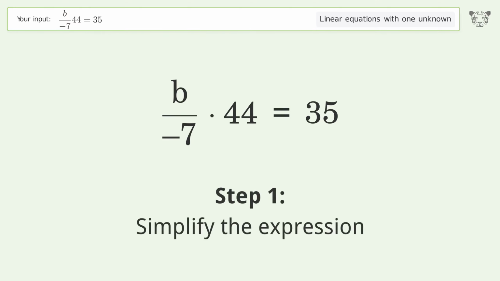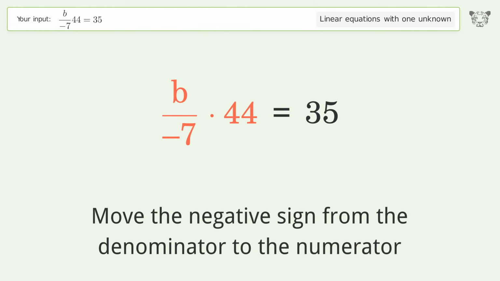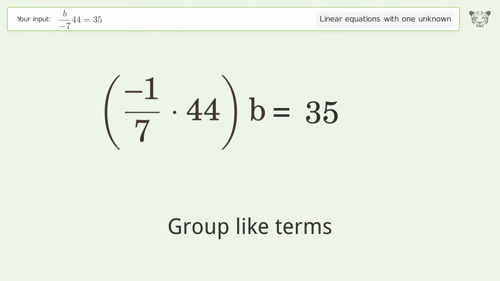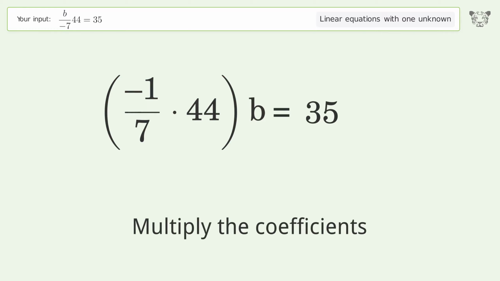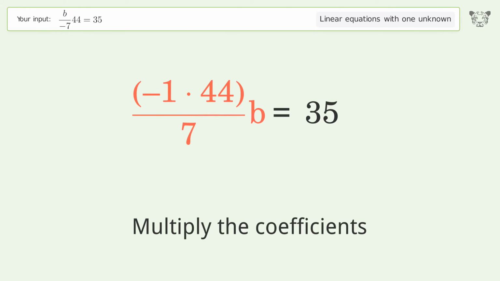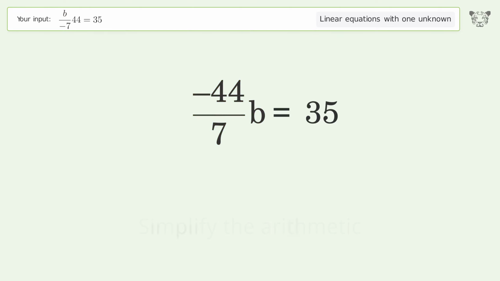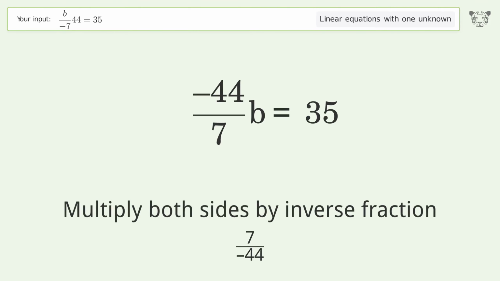Simplify the expression. Move the negative sign from the denominator to the numerator. Group like terms. Multiply the coefficients. Simplify the arithmetic. Isolate the b. Multiply both sides by inverse fraction 7 over negative 44.